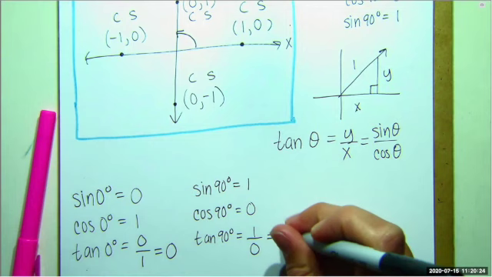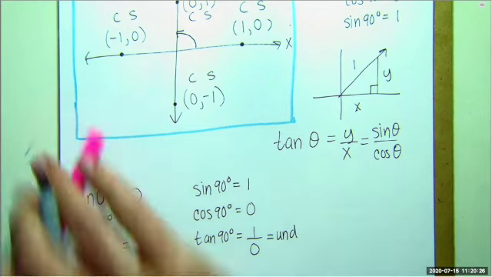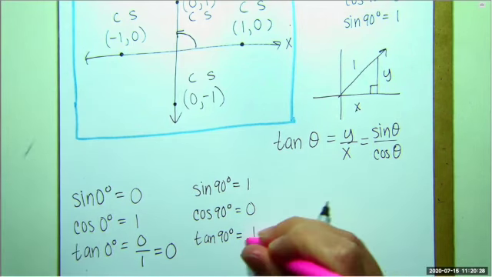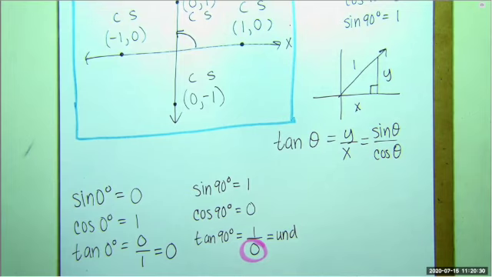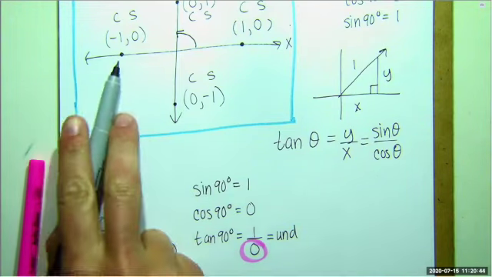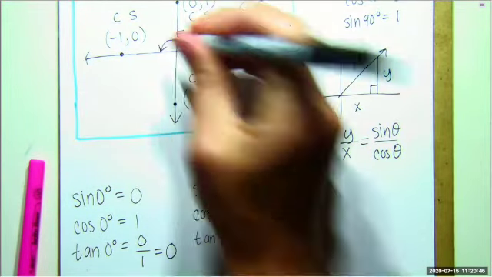Undefined. Okay, so remember, this is one of our key mathematical rules. We have 2, right? We cannot divide by 0, and we can't take the square root of a negative number. Those are the key rules we cannot break. You're not allowed to divide by 0, so this is undefined. Any questions on this?